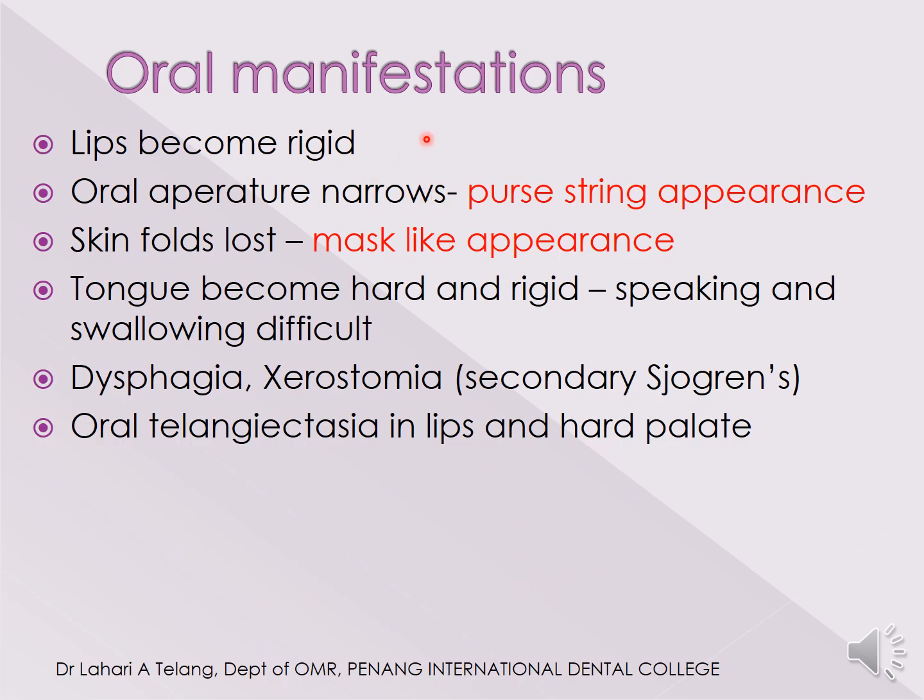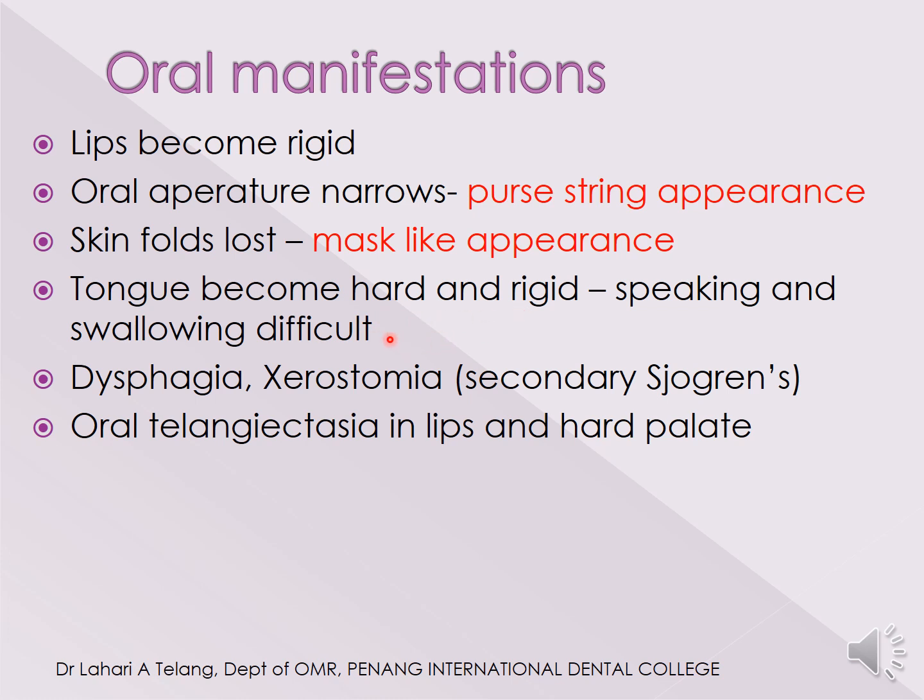Oral manifestation of scleroderma, what is important as dentists to notice and to manage is that the lips become rigid, oral aperture narrows, giving an appearance of purse string appearance. Skin folds are lost, giving a mask-like appearance like we saw in the previous picture. Tongue becomes hard and rigid, and speaking and swallowing become difficult.